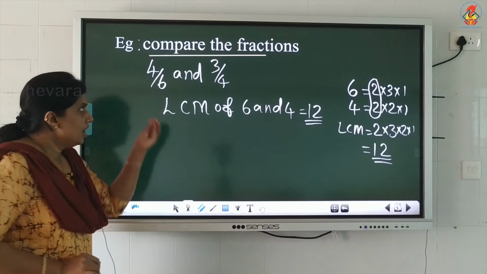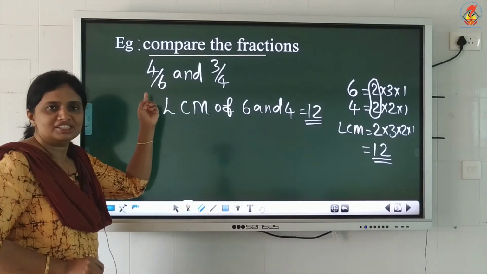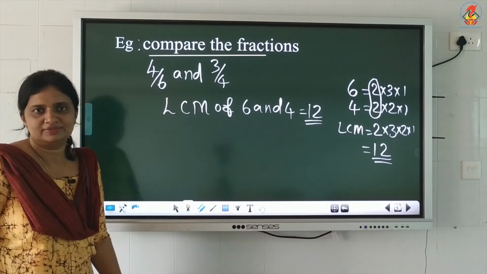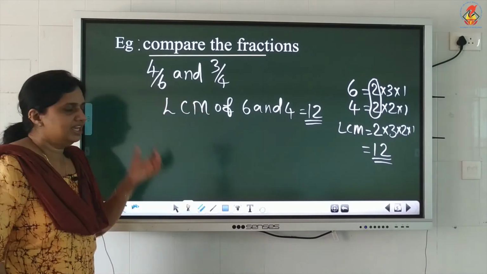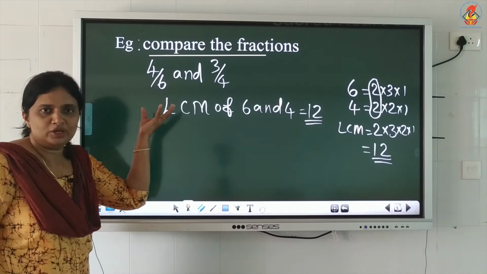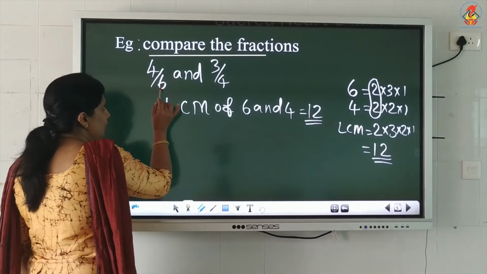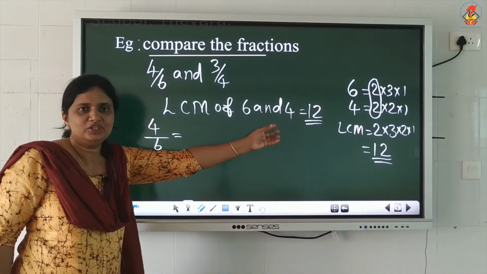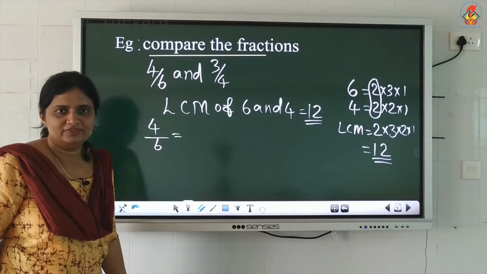Second step is what? I need to change. Both the denominators are different, right? I need to make them into like fractions. How can I make it like that? We need to make equivalent fractions. First I need to consider 4 by 6. I need to change this fraction, and we need to change the denominator to what? The LCM. This denominator, I need to change it to 12.